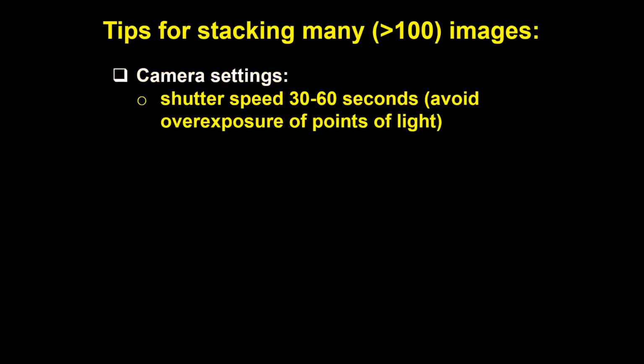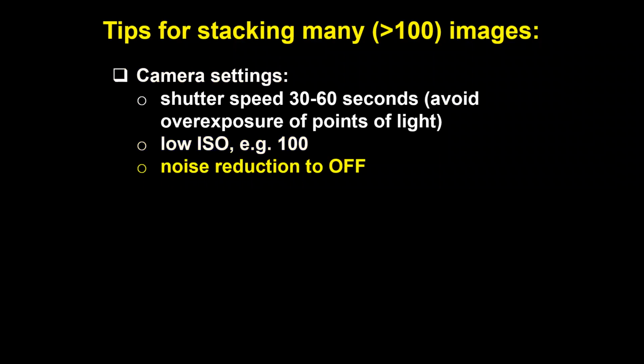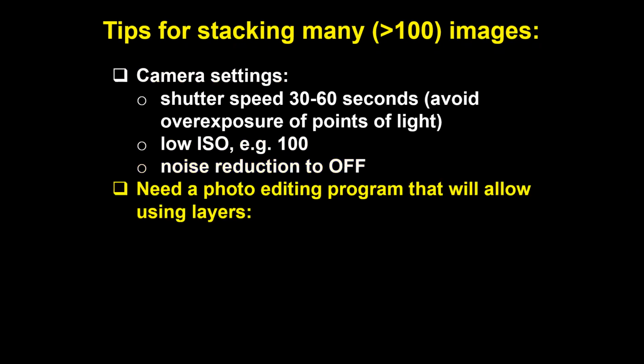Now, the other thing you can do with these kinds of images is to take many short-timed images and stack them together in a photo manipulation or photo editor program. So your camera settings are more like what we talked about for the shorter term images, in that they're 30 to 60 seconds to avoid overexposure. Low ISO, noise reduction is usually off because of all the photographs you're taking.